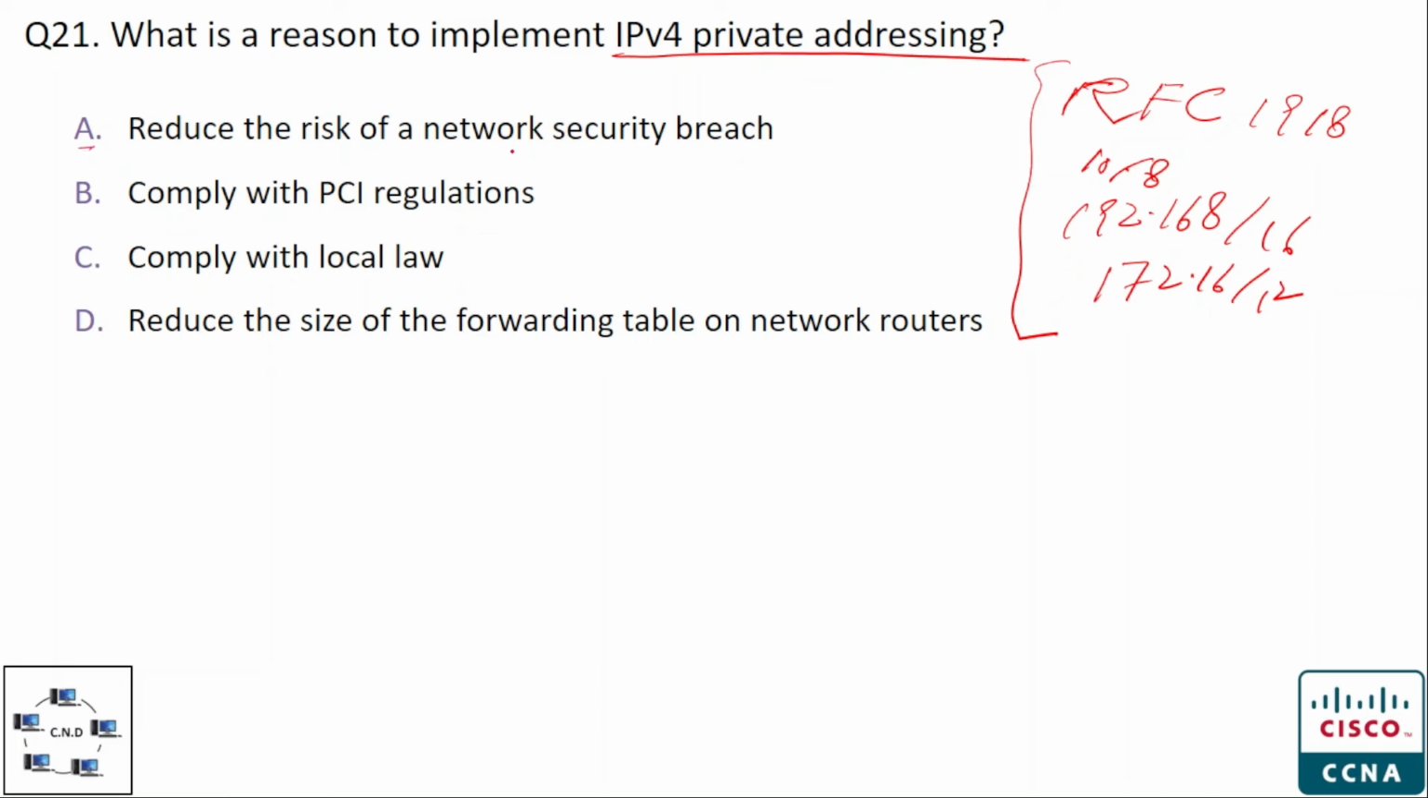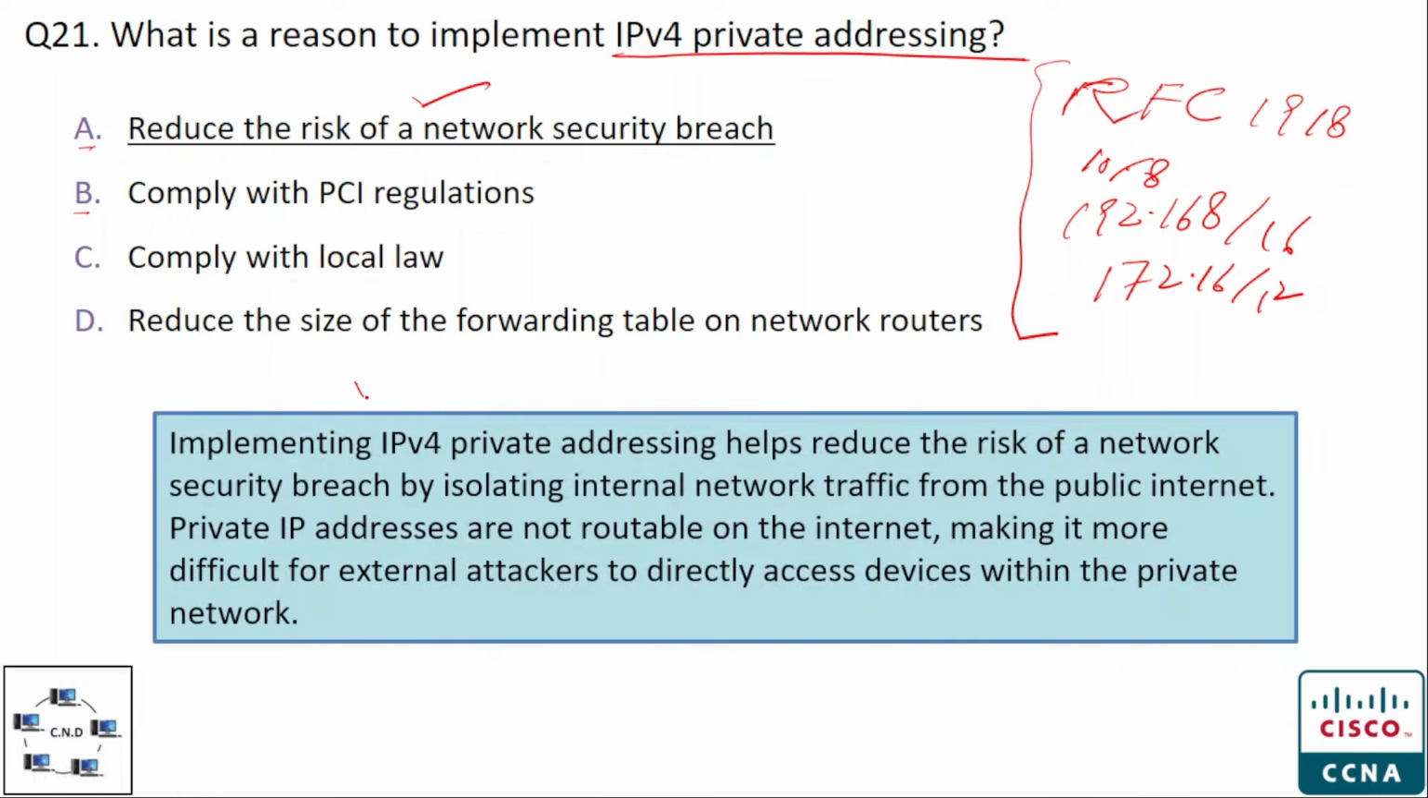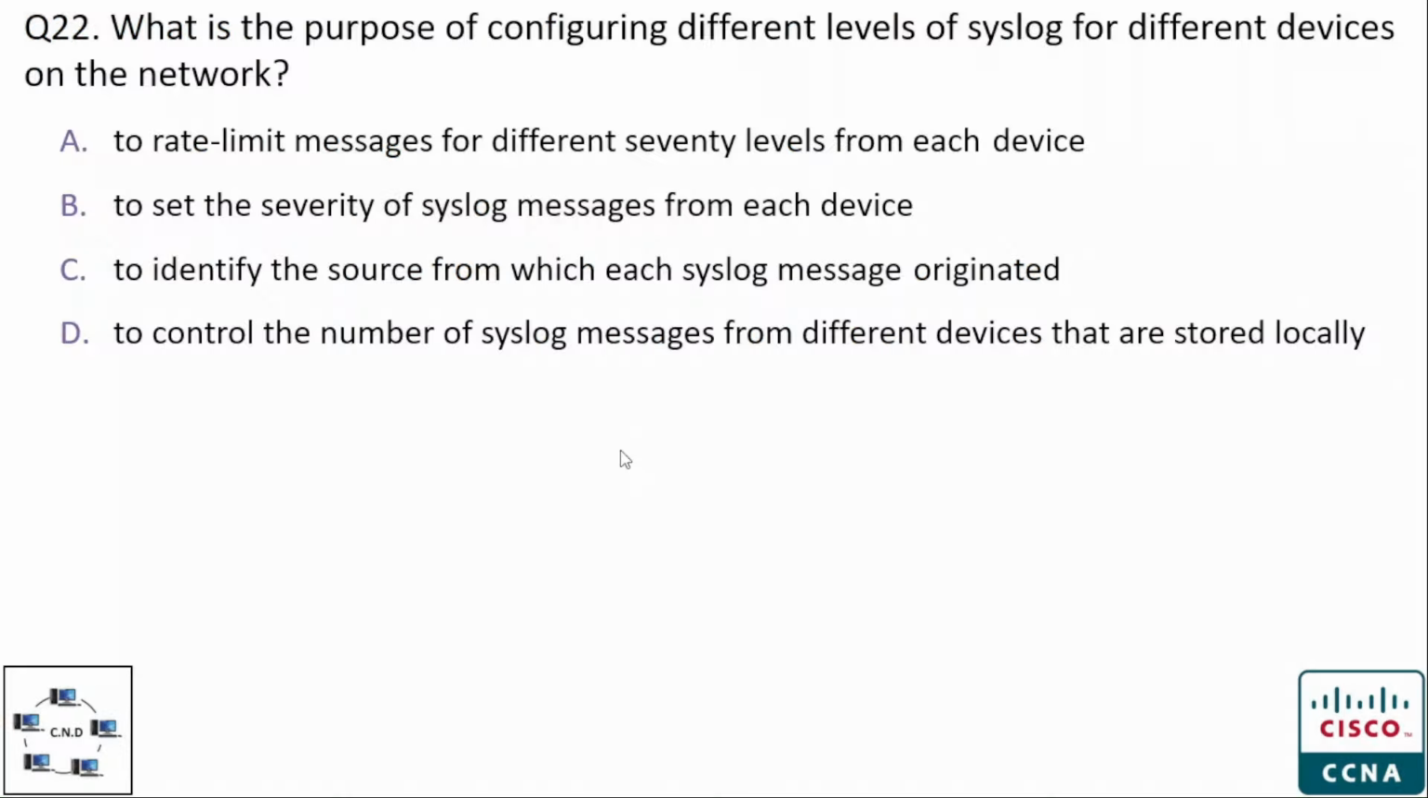And the options are to reduce the risk of a network security breach, option B. So the correct answer is already highlighted accidentally. One benefit of private IP addresses is that it reduces the risk of network security breach. How? This is the explanation. Implementing IP version 4 private addressing helps reduce the risk of a network security breach by isolating internal network traffic from the public internet. Private IP addresses are not routable on the internet, making it more difficult for external attackers to directly access devices within the private network.